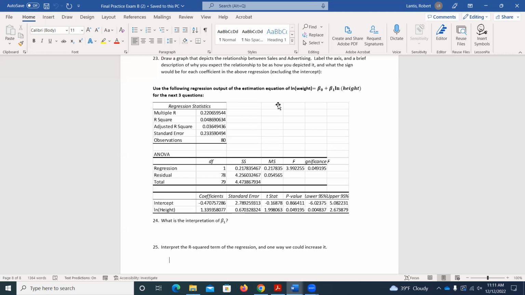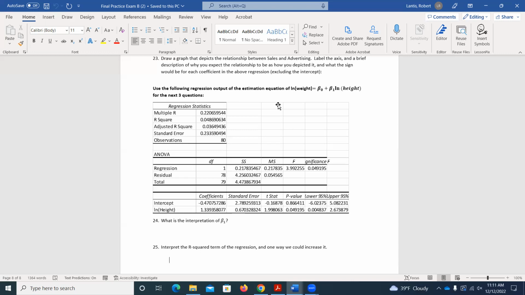What if I wanted to say this at the 1% significance level? Well, then I can't, right? Because if my alpha is 0.01, I no longer have a p-value that's less than that. At the 1% significance level, I can't say there's a relationship between the natural log of height and the natural log of weight. Any questions on that?